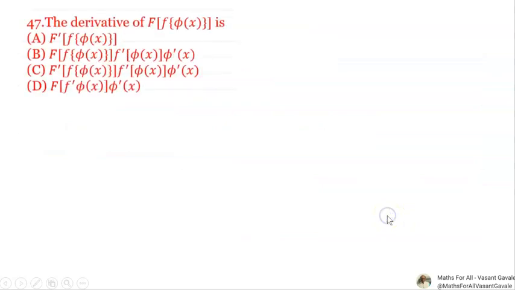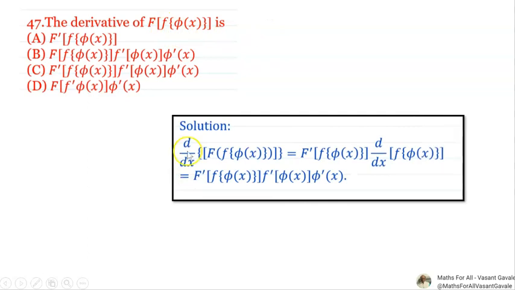Now the next question, question number 47. The derivative of F of (small f of phi of x) is. Okay, याचा डेरिवेटिव आपल्याला फाइंड आउट करायचा. Now d/dx of capital F of (small f of phi of x). आता पहिल्यांदा काय करतो तर मेन पहिला फंक्शन असतो त्याचा डेरिवेटिव आपण फाइंड आउट करतो. मग तो किती येणार इथे F dash of (f of phi of x).